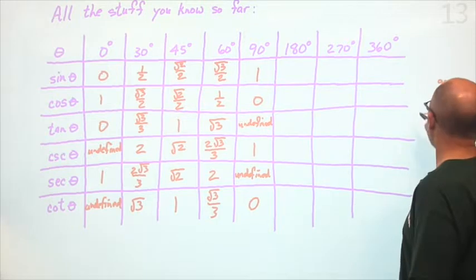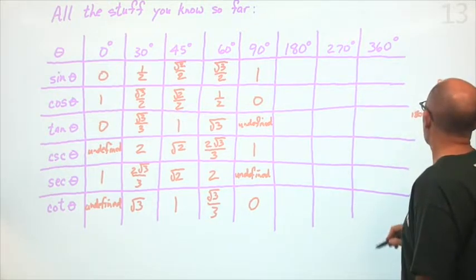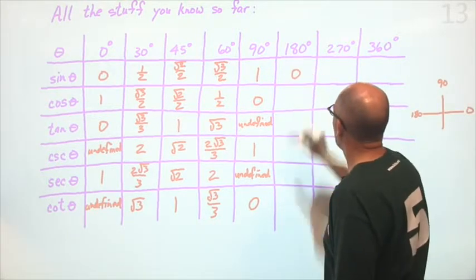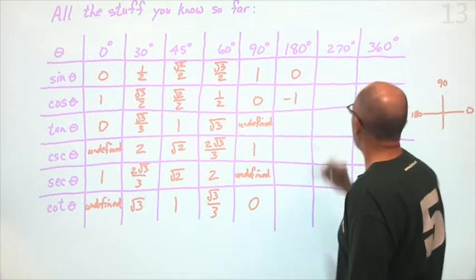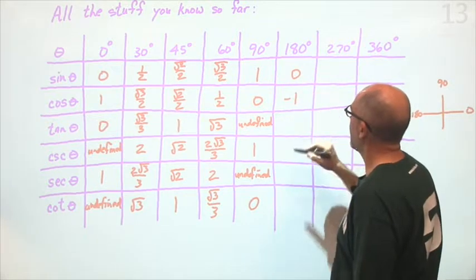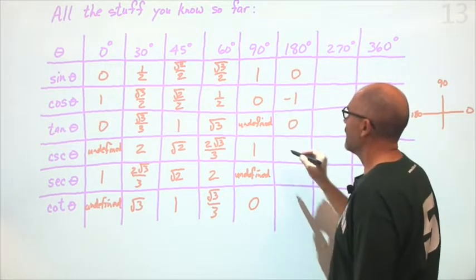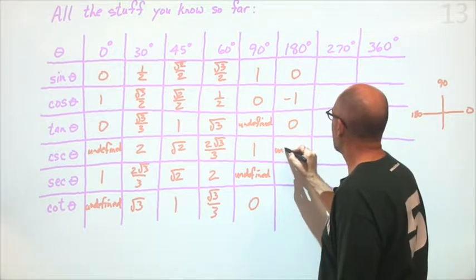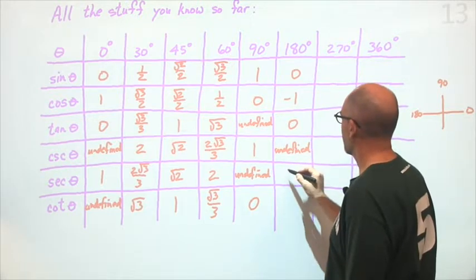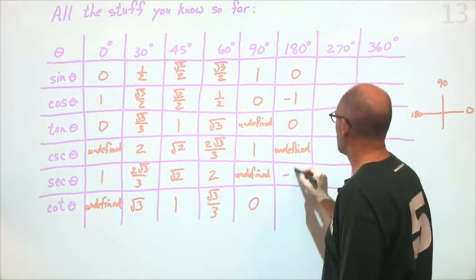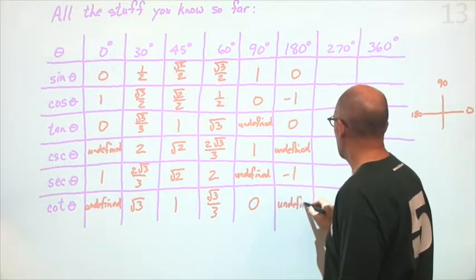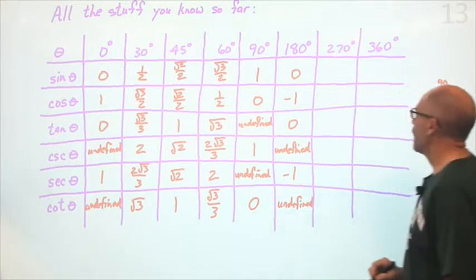Okay, now 180. Remember, that's over here. So sine, the y value is 0. The x value is -1. Tangent, which is basically sine divided by cosine, which is 0. Then cosecant is undefined. Secant is the reciprocal of -1, which is -1, and cotangent of 180 is undefined.